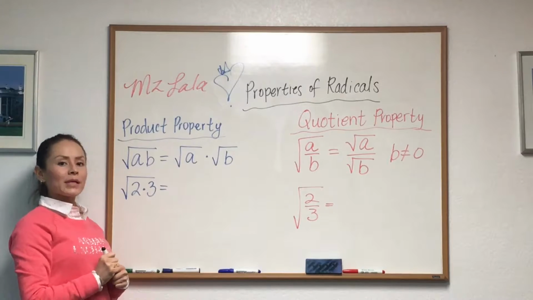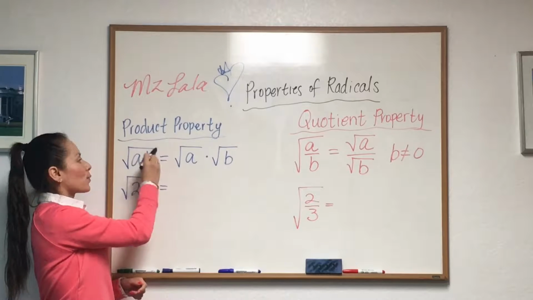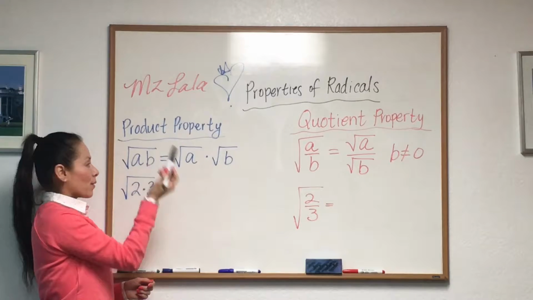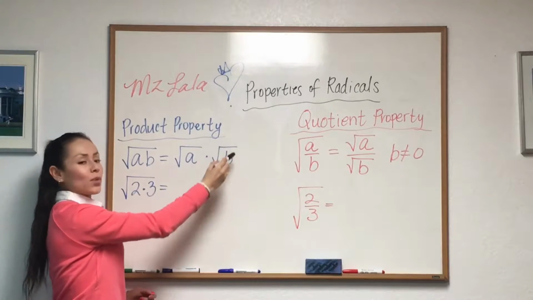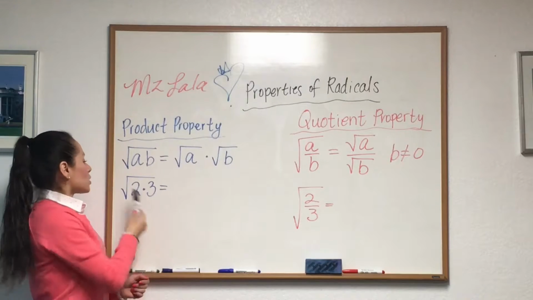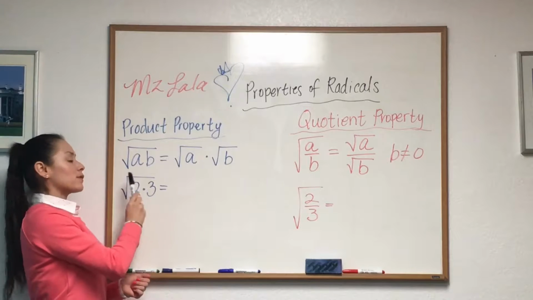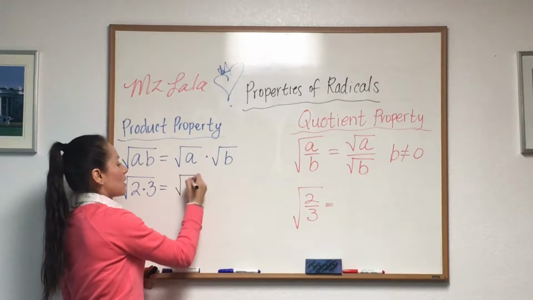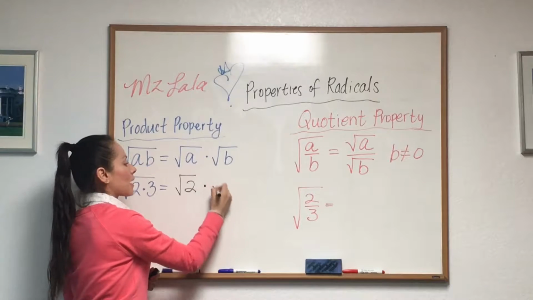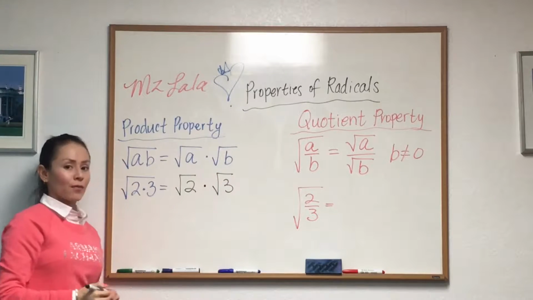The product property says when we have the square root of a times b, it really means the same thing as the square root of a times the square root of b. Okay, so if we have the example, the square root of 2 times 3, then we know that equals the same thing as the square root of 2 times the square root of 3.